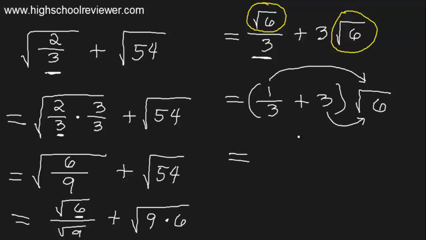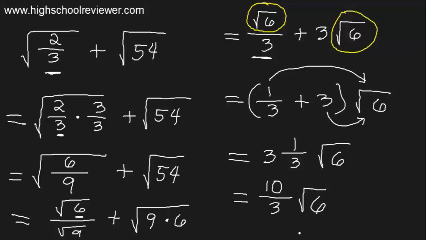Okay, so we can now add the two. So this will give us 3 and 1 over 3 square root of 6. Or this will be 3 times 3, that is 9, plus 1, 10. 10 over 3 square root of 6. So therefore, 10 over 3 times the square root of 6 is our final answer.